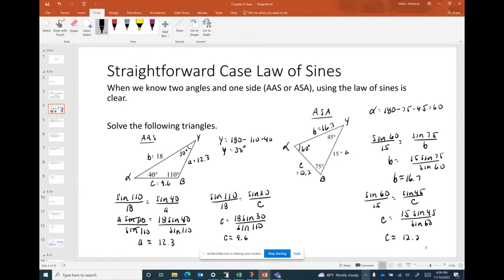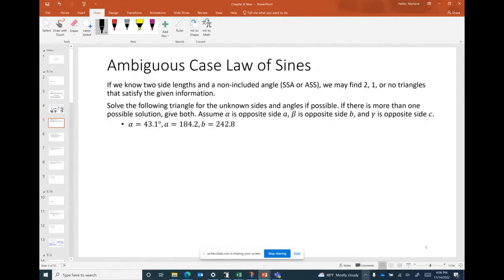All right, so the law of sines is pretty straightforward. This is on your formula sheet. It's down at the bottom left-hand corner of your formula sheet. Okay, but it can get a little bit tricky, right? It can get a little bit tricky, and we call this the ambiguous case for the law of sines.